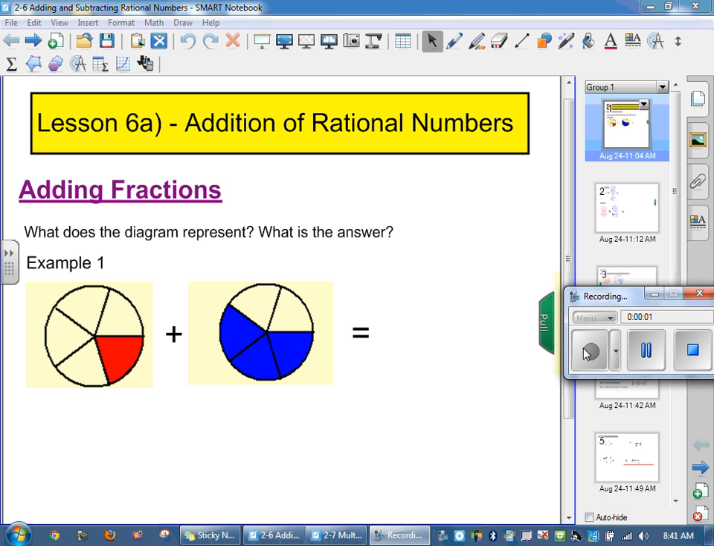Lesson 6, adding rational numbers. So we're going to add fractions. When you have pictures, you can divide each of them up into the same amount. That's one of the easiest things to do.